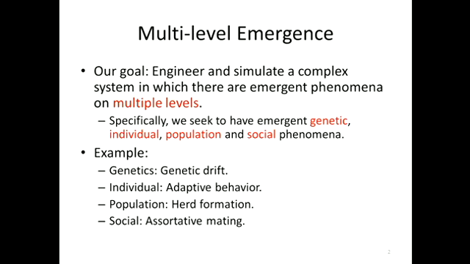So one of the things I want to talk about today, or one of the things we were interested in achieving in our simulation, is multi-level emergence. And that's the idea that we might have emergence happening at various levels in our simulation or our system. So for instance, I've highlighted a few areas here: genetic, individual, population, and social levels, as being different levels in the system where we might see some type of emergent dynamics. All of these emergent dynamics happen in our simulation.